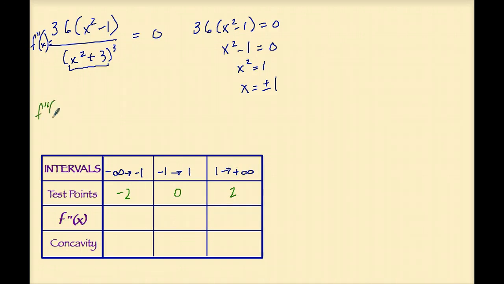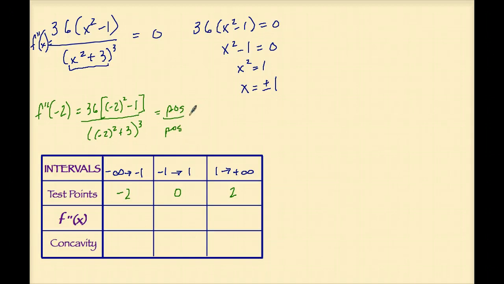So f double prime of negative 2 is 36 times negative 2 quantity squared minus 1 over negative 2 quantity squared plus 3 cubed. Well, squaring this negative number makes a positive 4. Minus 1 is 3 times 36 is a positive number. And in the denominator, positive 4 plus 3, this is also going to be positive. Remember, we don't care so much about the value of the second derivative here, but the sign is what we're looking for. And since the second derivative is positive at this number, this interval is concave up.